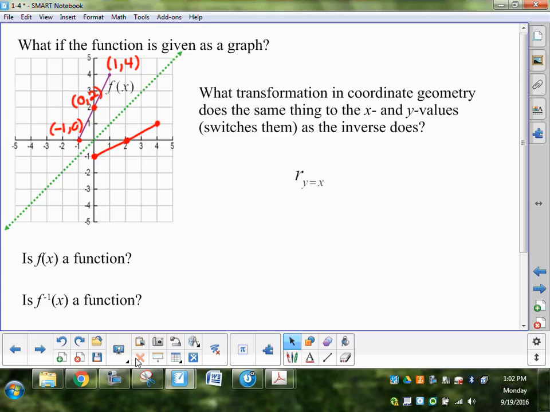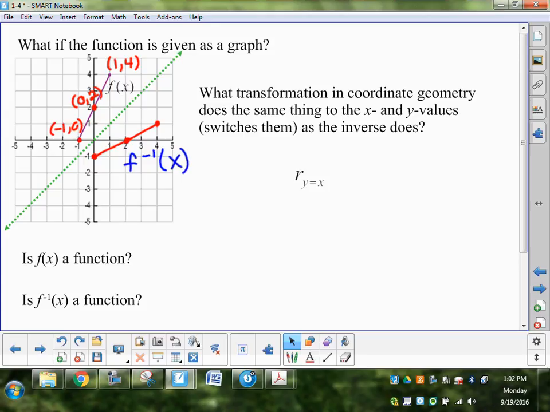Is f of x a function? So look at that. Hands up, please, if you can answer that question. Is the f of x a function? Oh, by the way, sorry, I'm going to get yelled at for this. Label your graph, please, f inverse of x. Is the original graph, is the f of x a function? Is it a one-to-one function? So without even graphing it, what could I have answered?